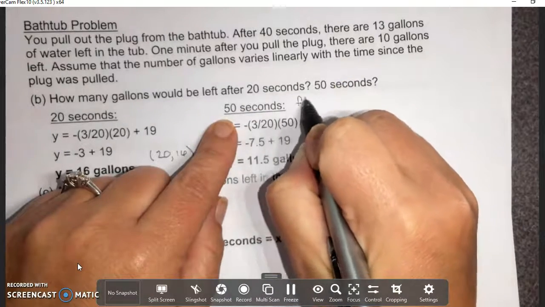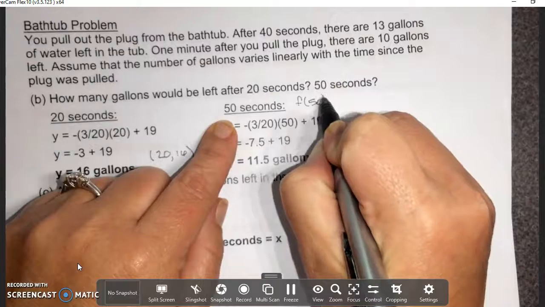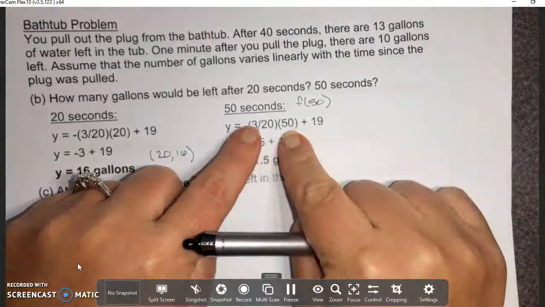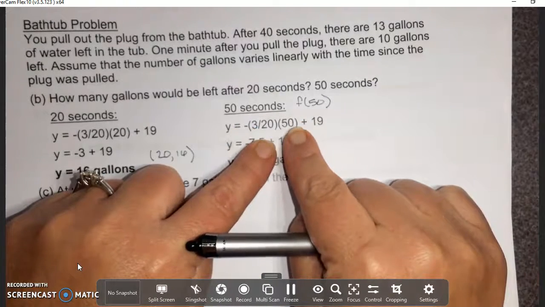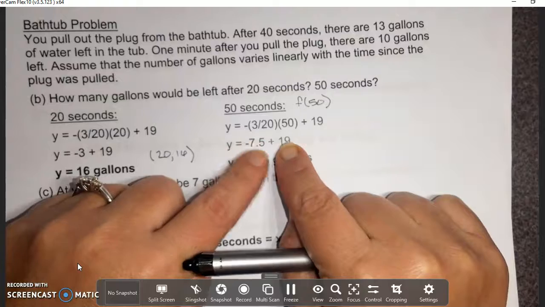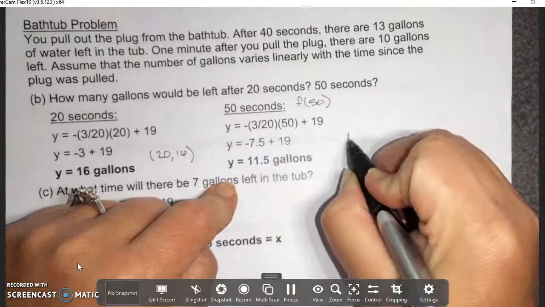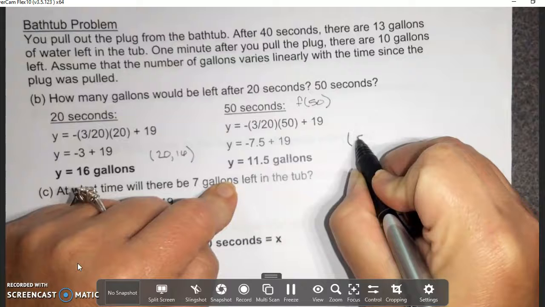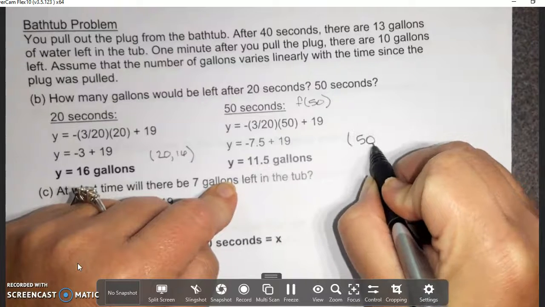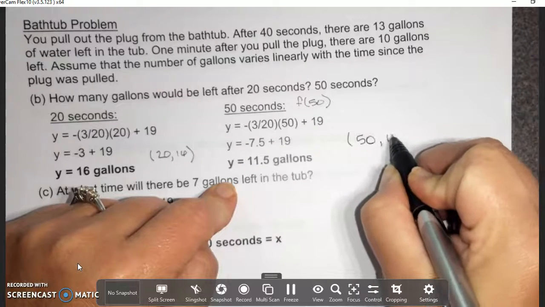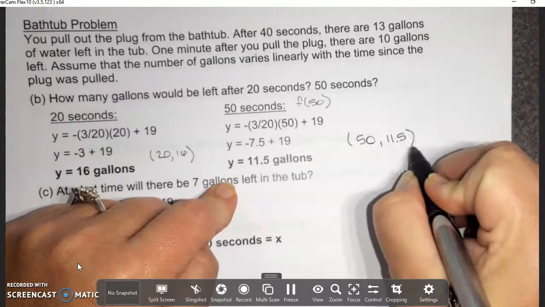Okay? With 50 seconds, we're evaluating. That's the same thing as saying f of 50. What is the function evaluated at 50? Negative 3/20 times 50 plus 19 is negative 7.5 plus 19. That means there's 11.5 gallons. So if we wanted to write the ordered pair, when X is 50, Y is 11.5.